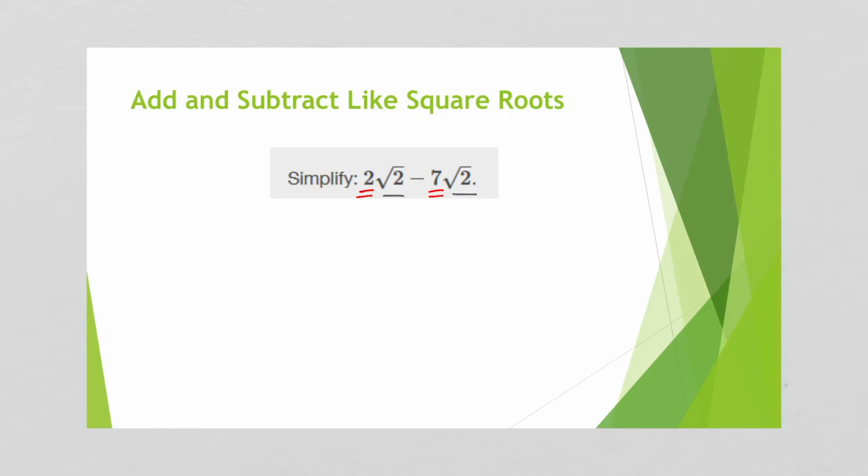That doesn't change. It's like the same thing as if you were to have an x there, okay? All right, so what is 2 minus 7? It is -5, and then we don't change what's under the radical. This is our final answer.